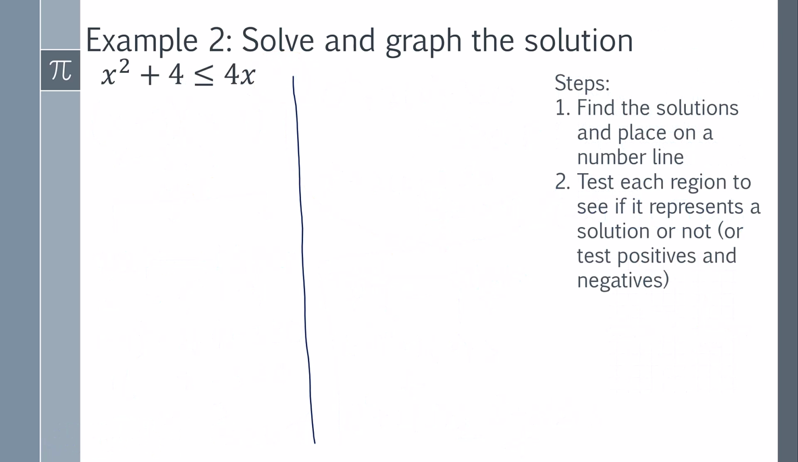So let's look at another one here. It's quadratic. I want it to compare to 0, so I'll subtract 4x on both sides.